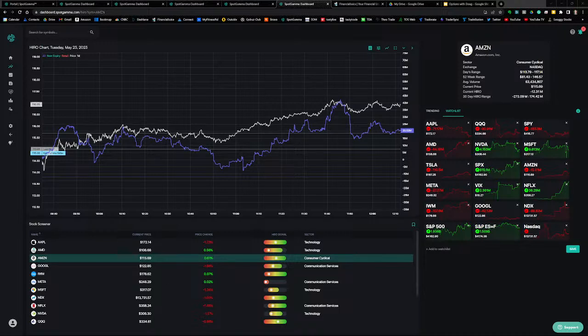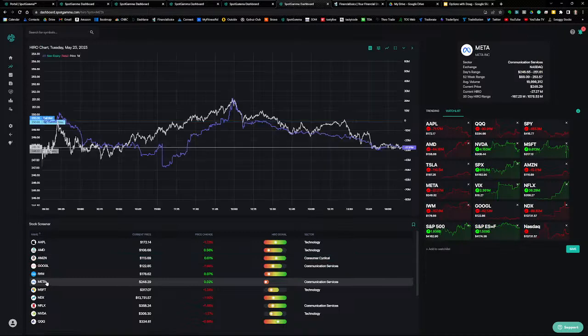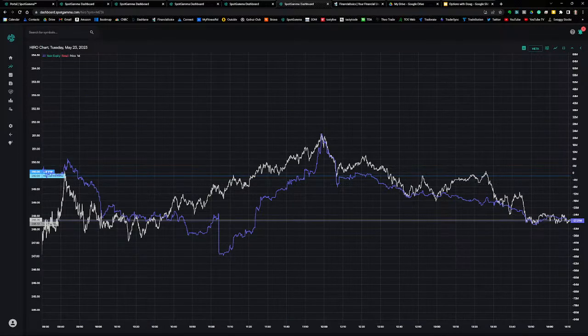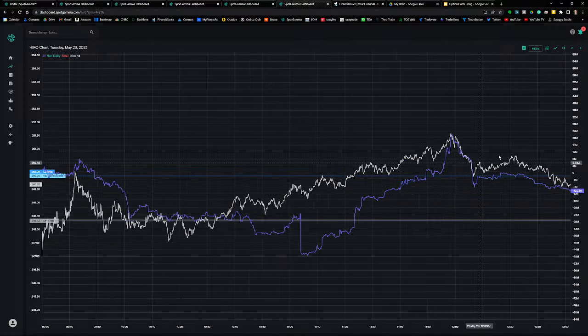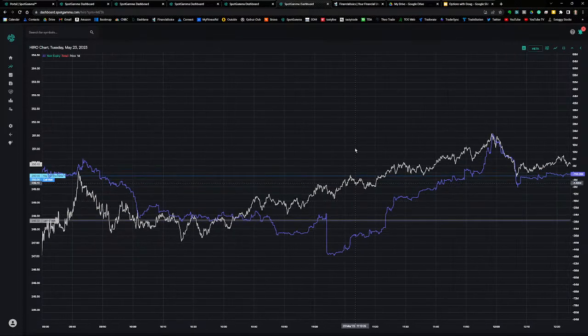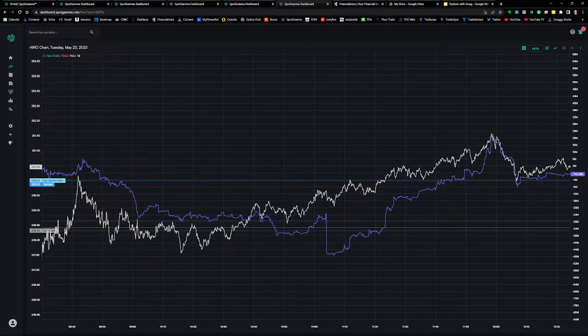And now let's go take a look at Hero for Meta. Zoom in on this. And this is what I was looking at in the morning. So note the call wall. Also the key gamma strike at 250. And Meta jumped right up to that. Let's zoom in on this just a bit.